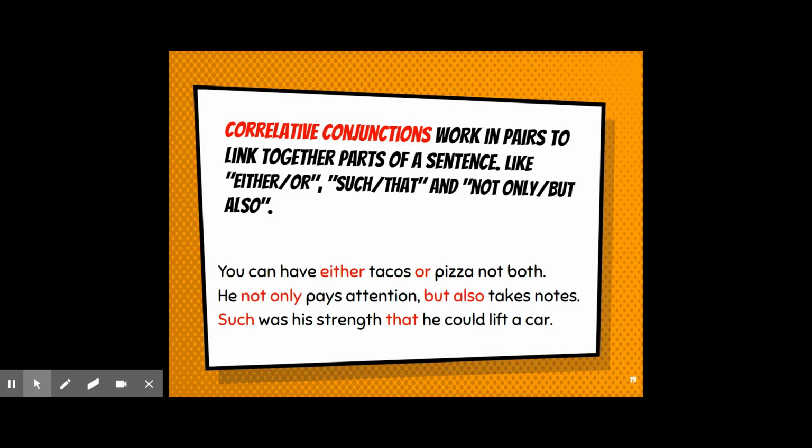The final conjunction type we'll talk about is correlative conjunctions. Correlative conjunctions work in pairs to link together parts of a sentence, like either/or, such/that, and not only/but also. For example, you can have either tacos or pizza, not both. He not only pays attention, but also takes notes. And finally, such was his strength that he could lift a car.